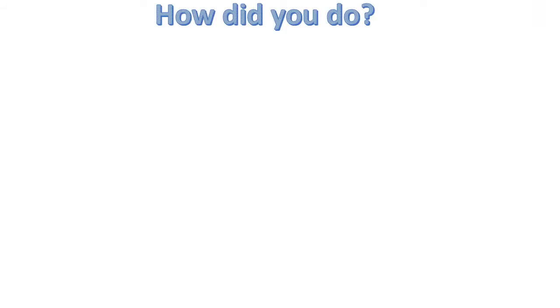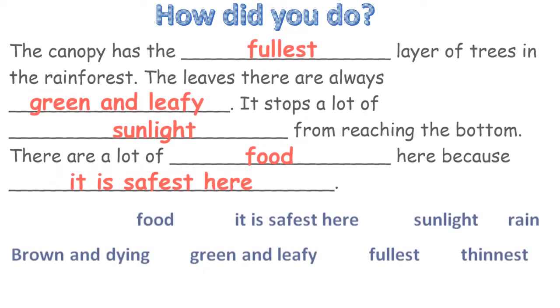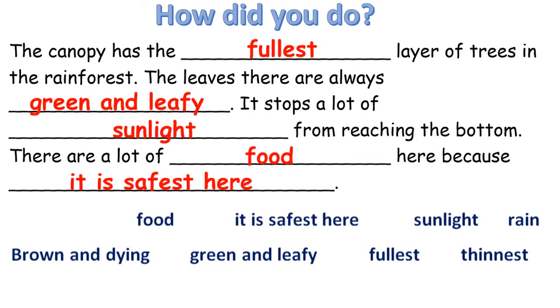Okay, let's see how you did on this one. The canopy has the fullest layer of trees in the rainforest. The leaves here are always green and leafy. It stops a lot of sunlight from reaching the bottom. There is a lot of food here because it is safest here. Okay, hopefully you got that right.